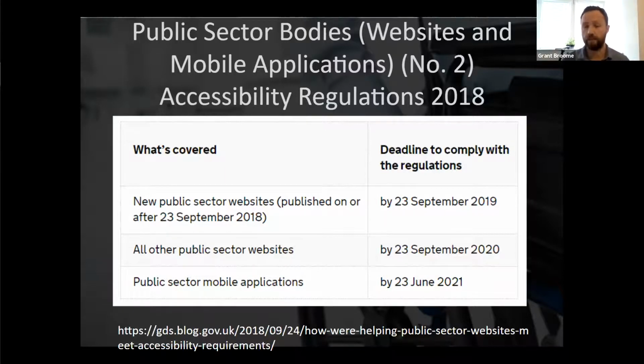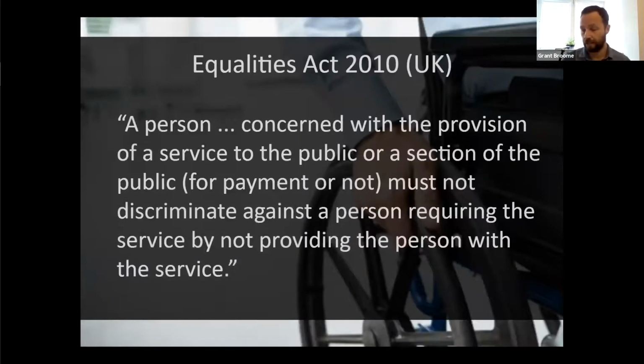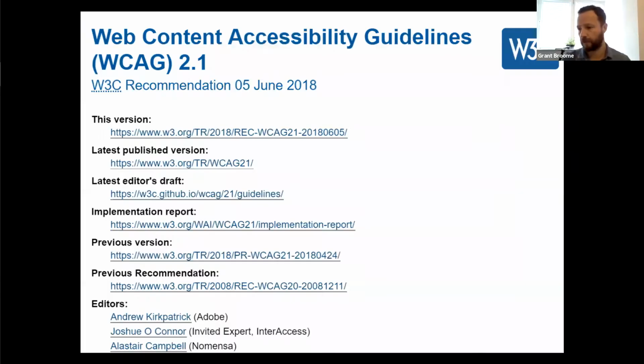The only deadline left now is for mobile applications. So if you're developing a mobile application, or if you've got an existing mobile application, it must be accessible by the 23rd of June 2021. And by accessible, it has to meet a certain standard of accessibility, which I'll explain in a second. And then we've got the Equality Act 2010 in the UK, which says that if you've got a service and you're providing it to the public, it must be accessible to everybody.